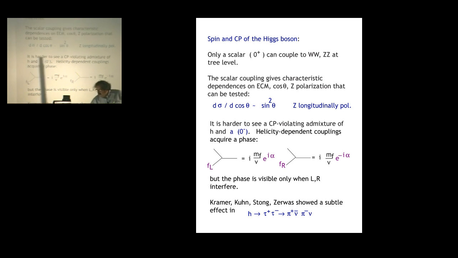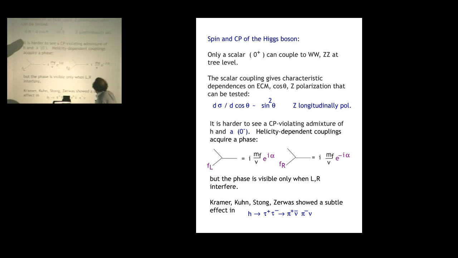The d sigma d cosine theta is quite close to sine squared theta, as you would assume for two scalar production. The Z is longitudinally polarized. Both of those things can be checked directly in the experiments. Another thing that you might ask is, does the Higgs have, although it's dominantly scalar, a CP-violating admixture of pseudoscalar? It's a very interesting question, and that question is harder to get at.